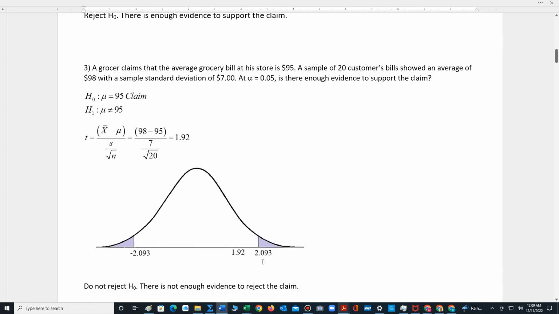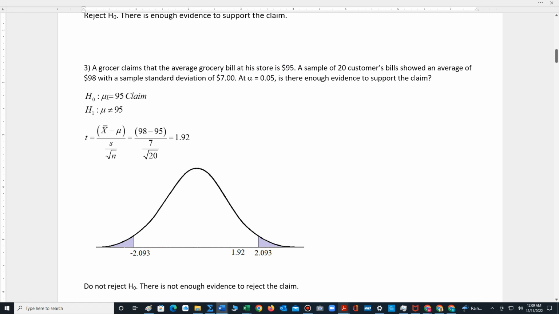On to number 3. Number 3 says a grocer claims that the average grocery bill at his store is $95. A sample of 20 customers' bills showed an average of $98 with a sample standard deviation of $7. So the sample standard deviation is s. That means we have a t-test. Alpha is 0.05. Is there enough evidence to support the claim?